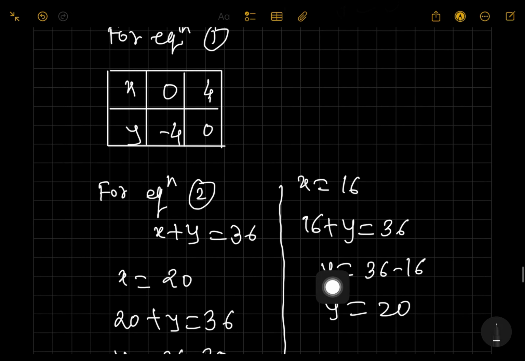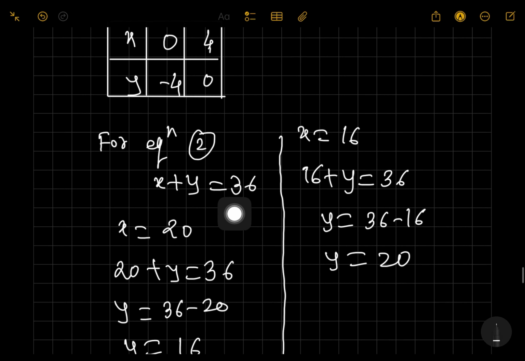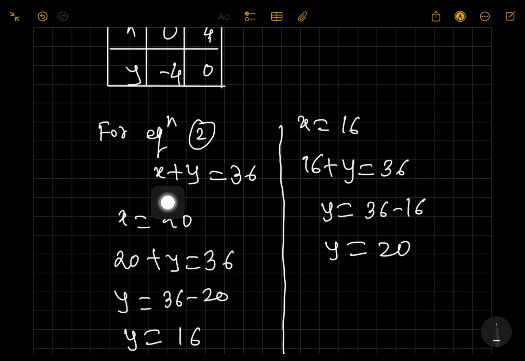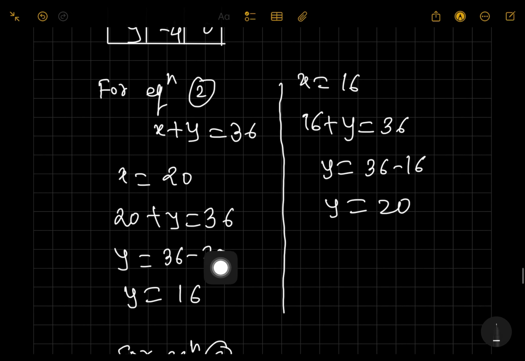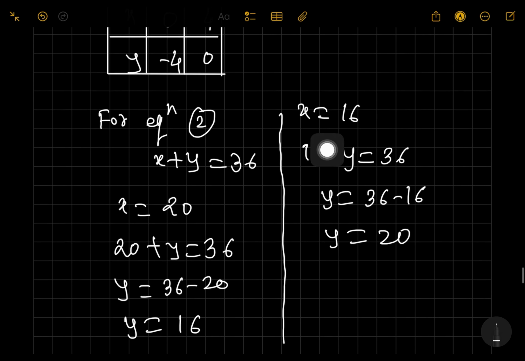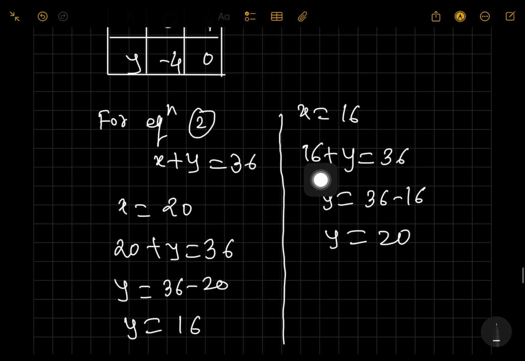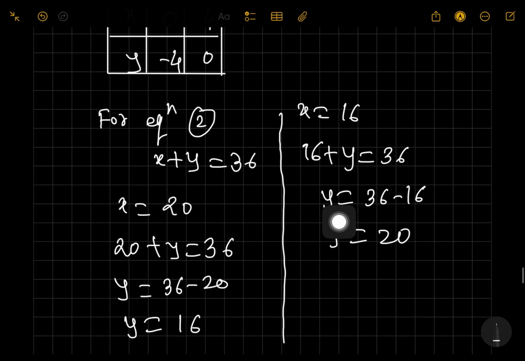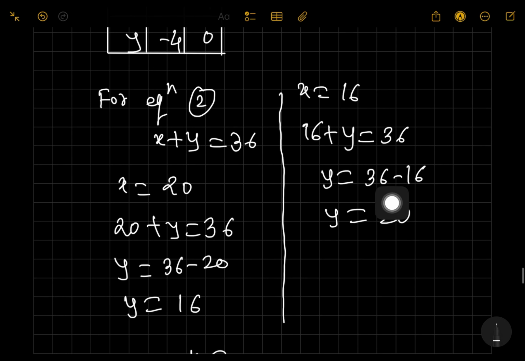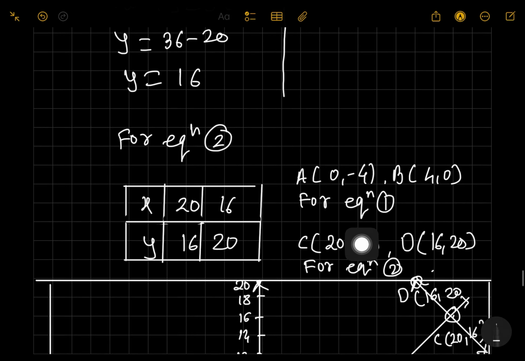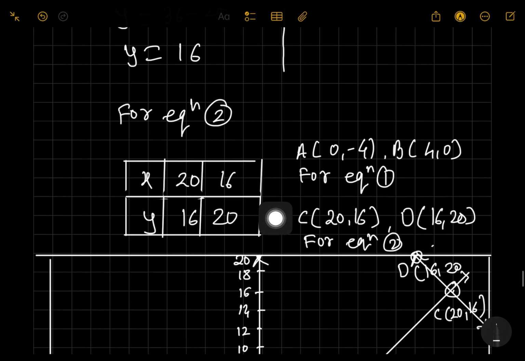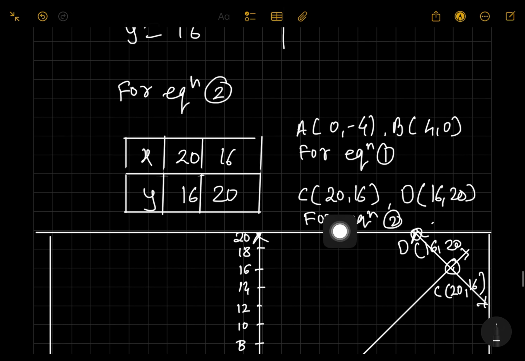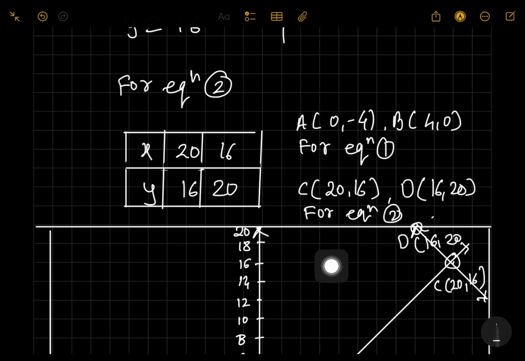This is for equation 1. Same way for equation 2, x plus y equal to 36. Take x equal to 20: 20 plus y equal to 36, y equal to 36 minus 20, y equal to 16. Then x equal to 16: 16 plus y equal to 36, y equal to 36 minus 16, so y equal to 20. For the equations, A and B are written here, and C is for the second equation. These are the points we have to plot on the graph.